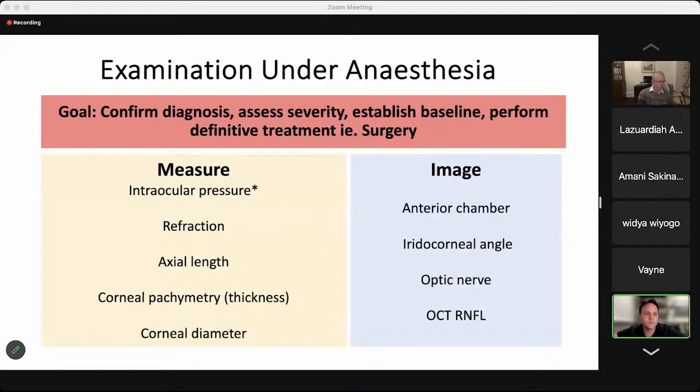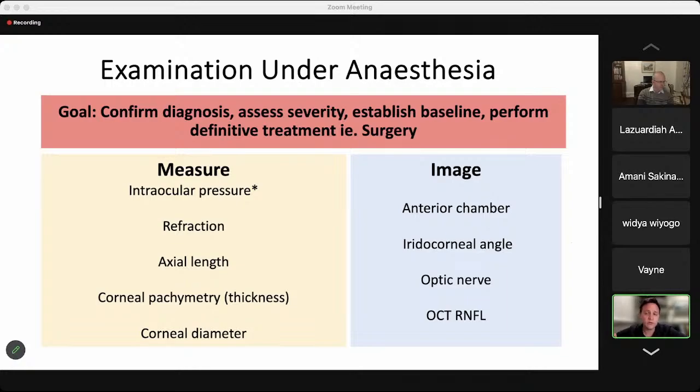The examination under anesthetic is probably the most important part of glaucoma assessment. And the goal is to confirm the diagnosis, so your suspicion in the clinic, and assess how severe the condition is. We also want a baseline to compare to for future reference. So it's important to get good baseline biometry on the eye so that you know if any further intervention is necessary, or if there's any significant failure in your treatment. And then you want to be making plans to perform some form of definitive operation under the same anesthetic.